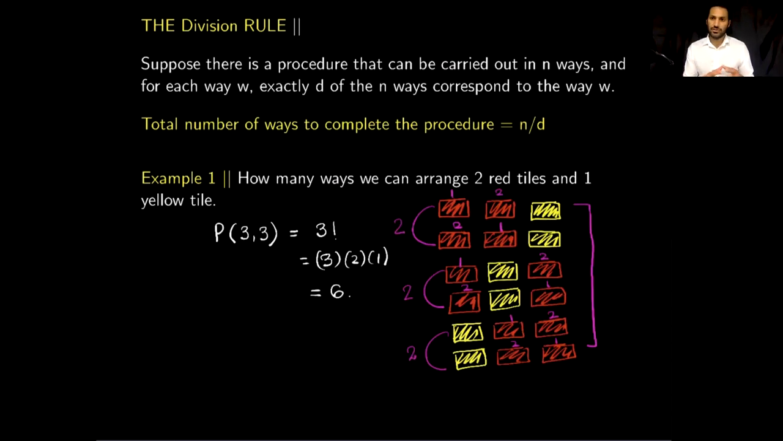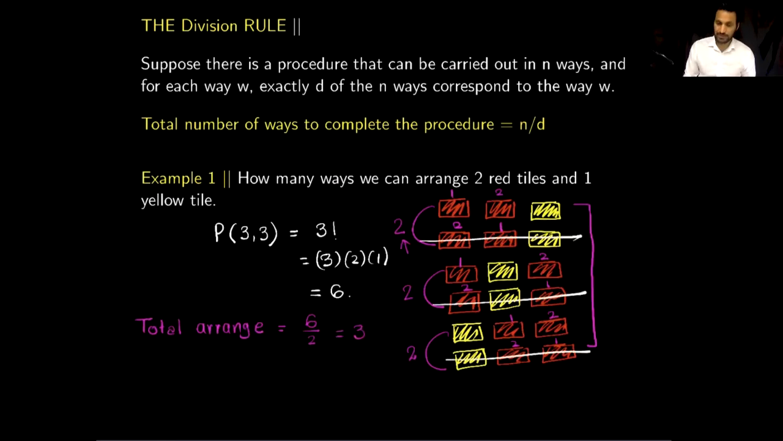So in order to use the division rule, first we have to group the total number of ways, and each group must have the same number of repetitions. As you can see, the number of repetitions in the first group is 2, in the second group also 2, and in the third group also 2. Therefore the total number of arrangements is given by the division rule, 6 divided by 2. This gives us 3, because this discards these repetitions.